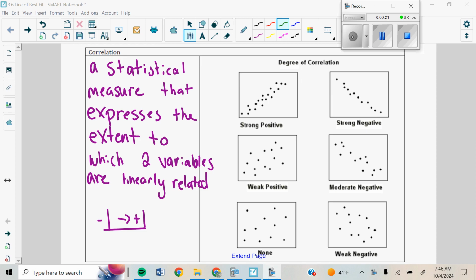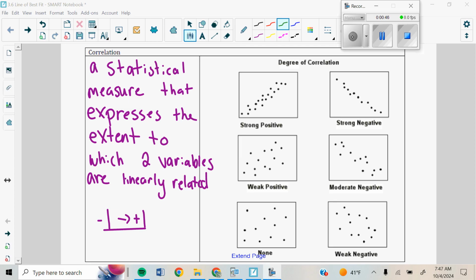Correlation is a statistical measure that expresses the extent to which two variables are linearly related. And so it goes from -1 to +1. So what that means is if I have two variables and we're talking about relating them to each other, such as maybe your height and your age, okay? And we'll see that those are going to be a positive correlation.